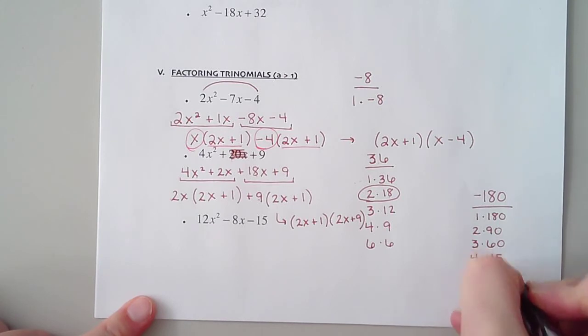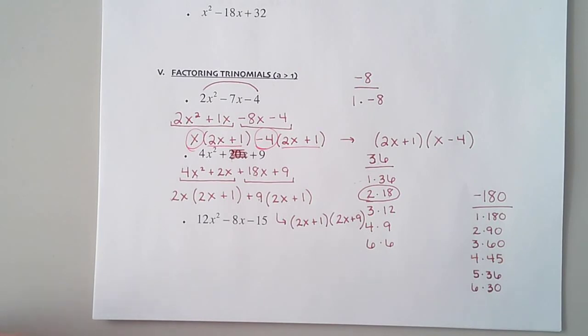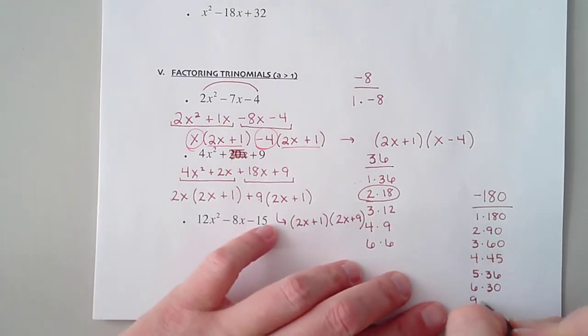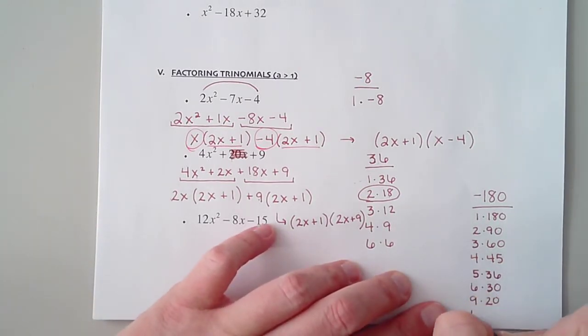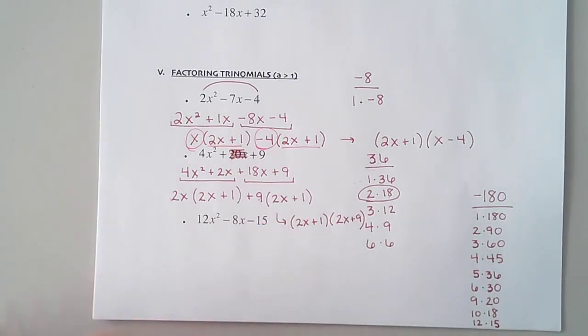It's 5 and 36. 6 and 30. 7 does not go into 180. I don't believe 8 goes into 180. 9 works. 9 and 20. 10 and 18. 11 doesn't work, but 12 and 15. 13 doesn't work. 14 doesn't work. And then 15 is already on the list. So this is my entire list for 180.